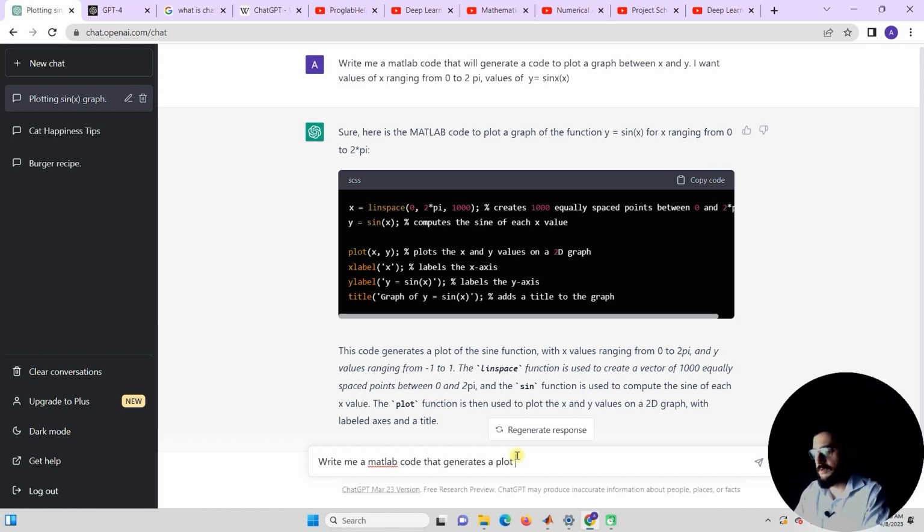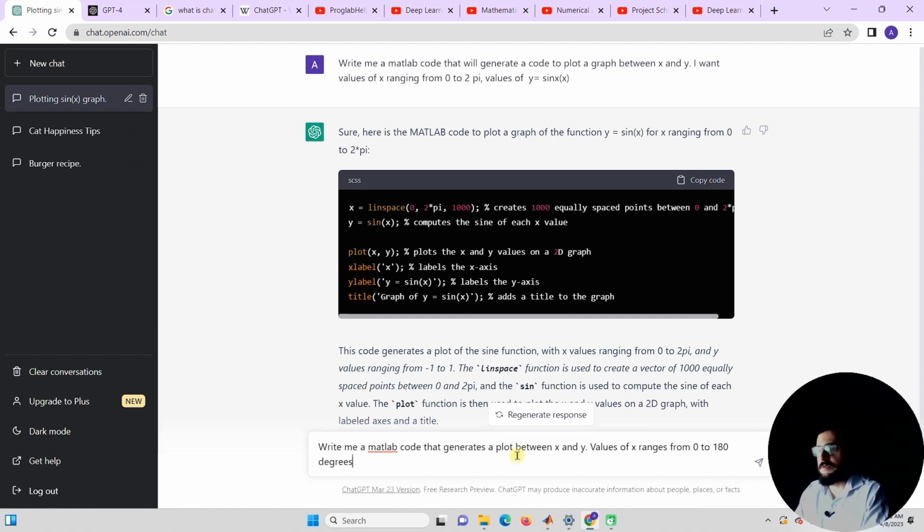that generates a flow between x and y. Values of x ranges from 0. For this time, instead of telling ChatGPT to generate values from 0 to 2 pi, I will just use simpler terms like 0 to 180 degrees. There is one more thing, we want two plots on the same image.